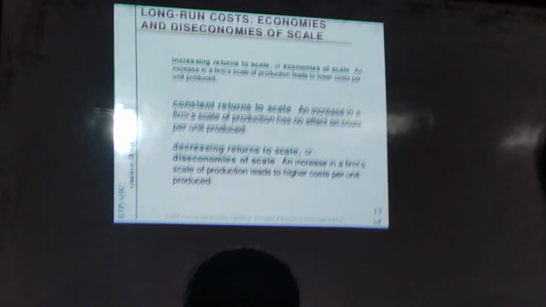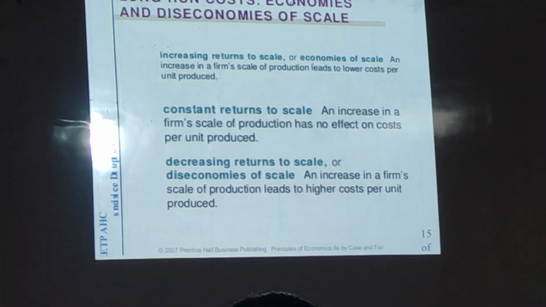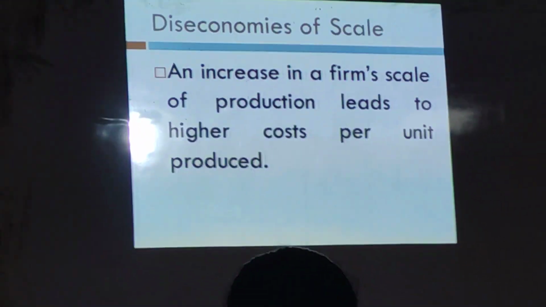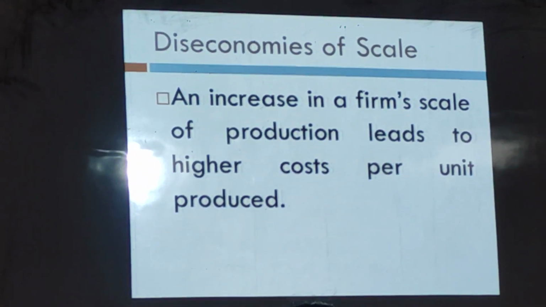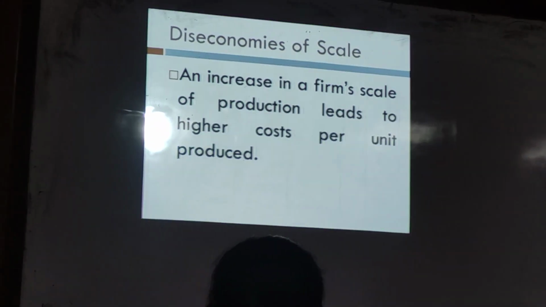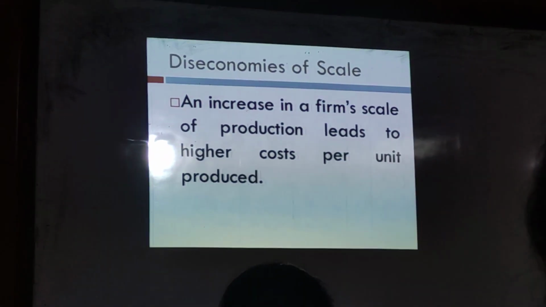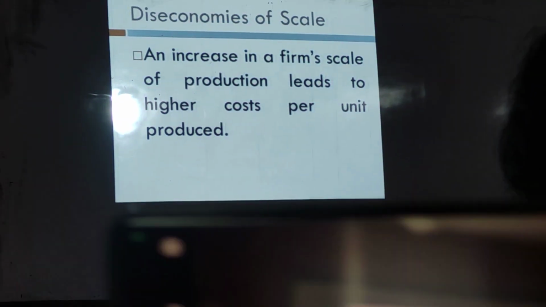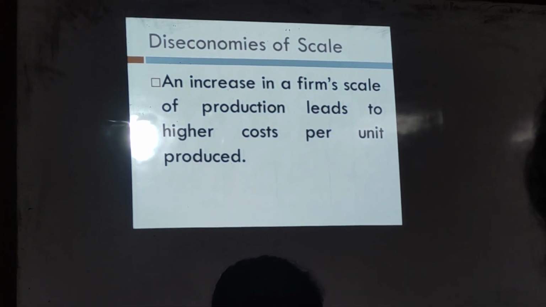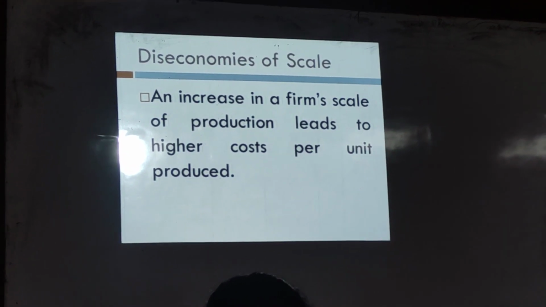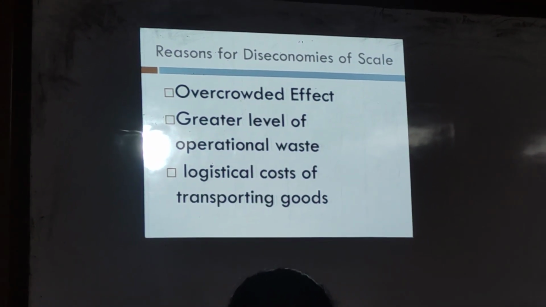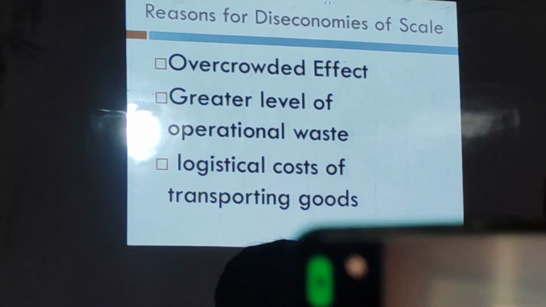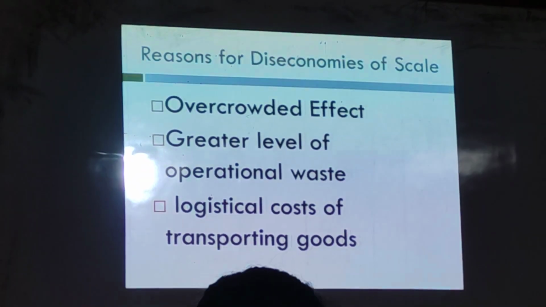Then we also have what we call again the increasing returns to scale. Now we have what we call the diseconomies of scale. This is the other way around from economies of scale. This is where an increase in a firm's scale of production leads to higher costs per unit produced. So what are the reasons behind these diseconomies of scale? We have overcrowded effect, greater level of operational waste, and logistical cost of transporting goods.